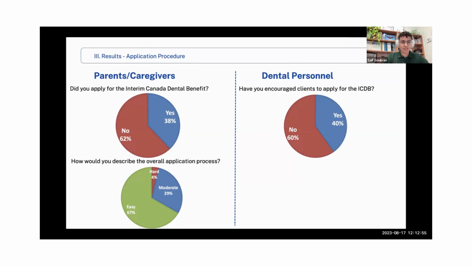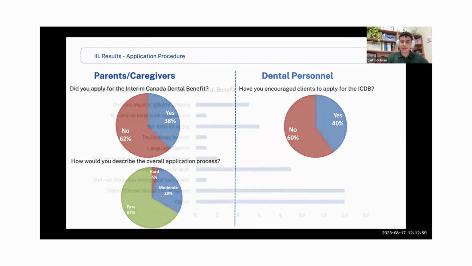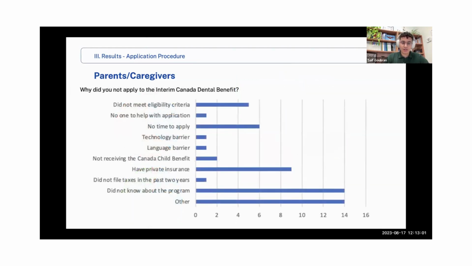So looking closer at the 62% of parents that didn't apply, we asked them why they hadn't. And we see that the most common reason was this second last one here. They did not know about the program, and that's why they didn't apply. That was followed with parents knowing they didn't meet eligibility criteria, like having private insurance.